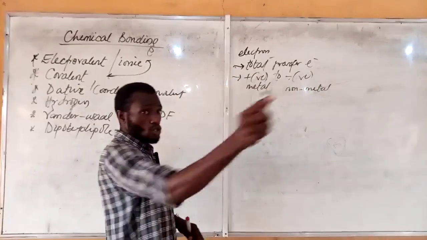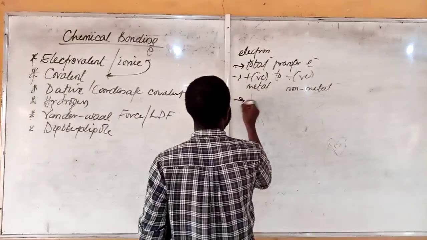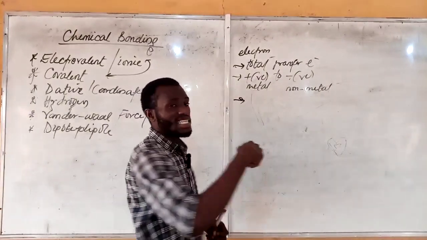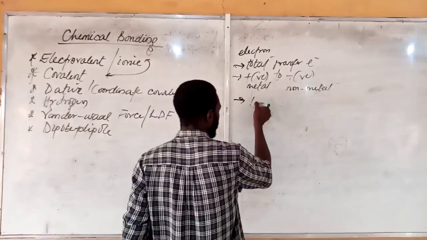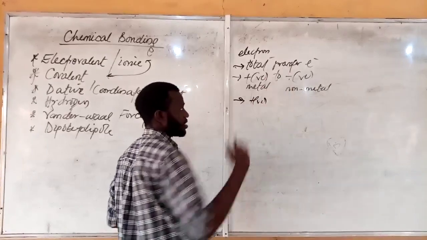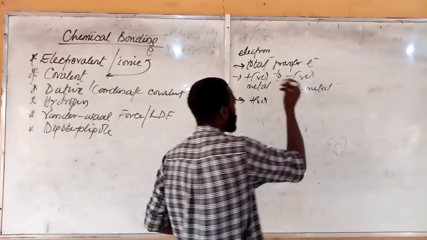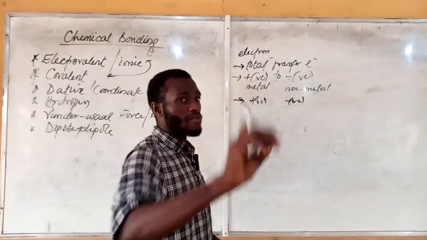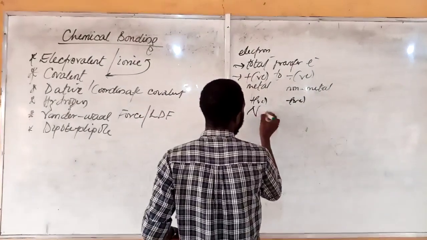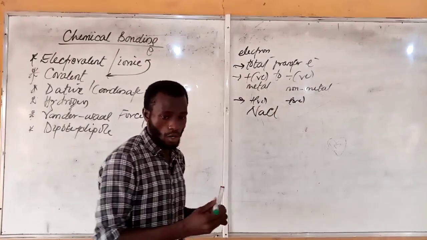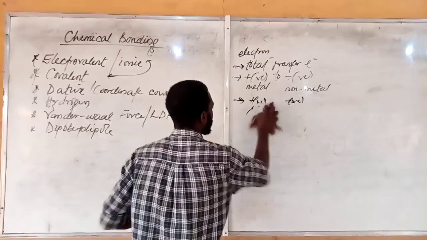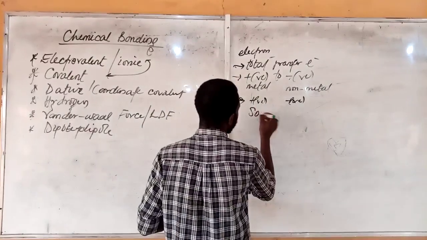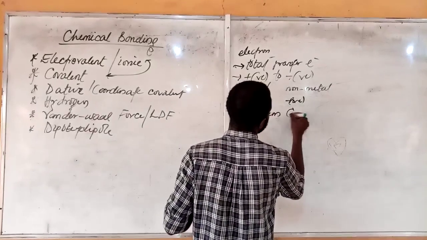Now, because of that, this metal gains a formal positive charge, and this non-metal gains a formal negative charge on ionization. An example of that type of bond is such one as occurs between sodium and chlorine.